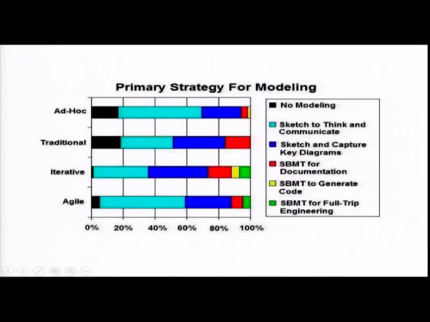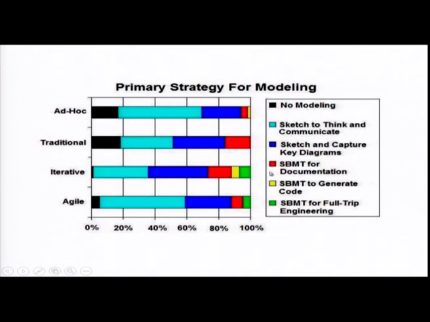Primary strategy for modeling. What do we do in modeling? Ad hoc: there was absolutely no modeling. Traditional: again, most of the times we think that it is enough if we sketch a little. The blue band is sketch to think and communicate. Draw some block diagrams, make some simple ideas happen, put some sketch pen ink and then go ahead, sketch and capture key diagrams. Gradually the blue band began to emerge, but it has not done much outside of UML iterative in the traditional manner. The blue band has just begun to happen.